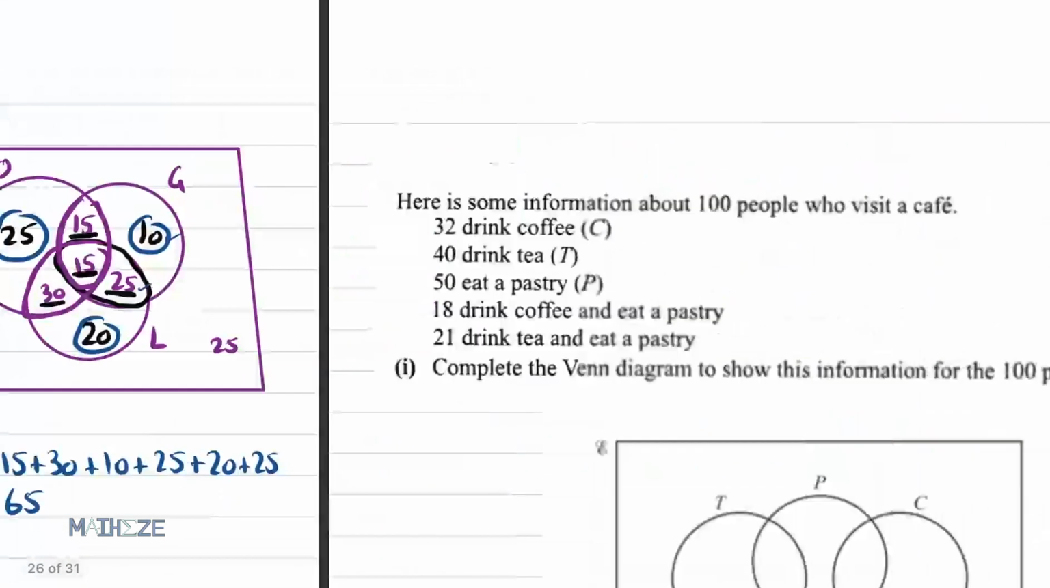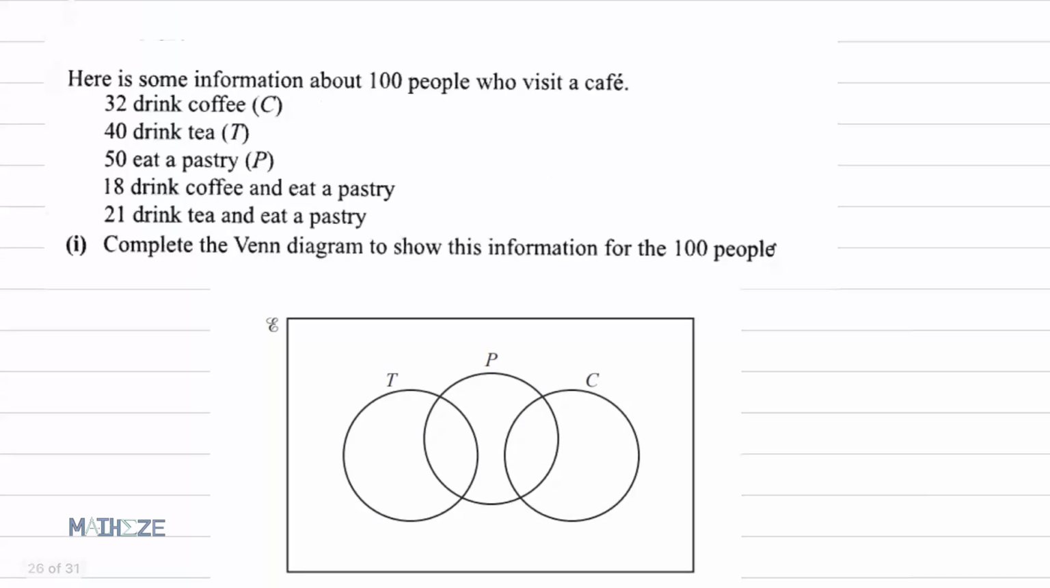Let's do one more question on 3 sets. So here's the data given to us. 32 drink coffee, 40 drink tea, and 50 eat a pastry. 18 drink coffee and eat a pastry. 21 drink tea and eat a pastry. Okay, so 32 people have coffee, and 18 drink coffee and eat pastry. So that means this will be 18. 21 drink tea and pastry, so this will be 21.